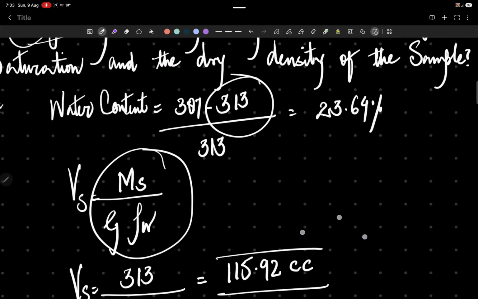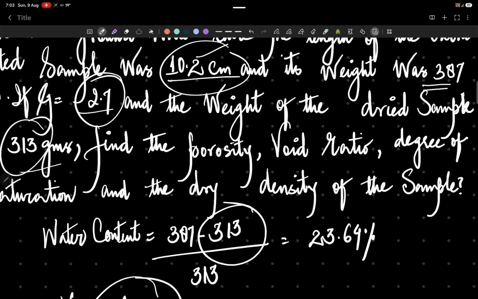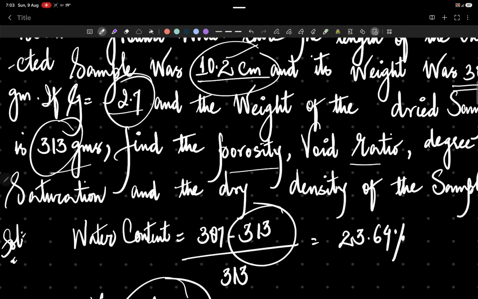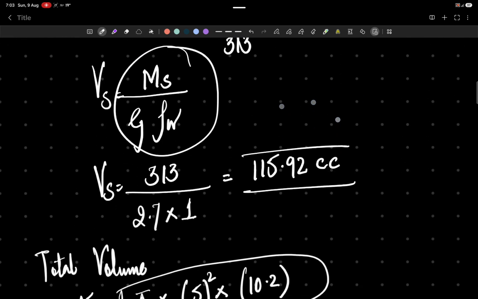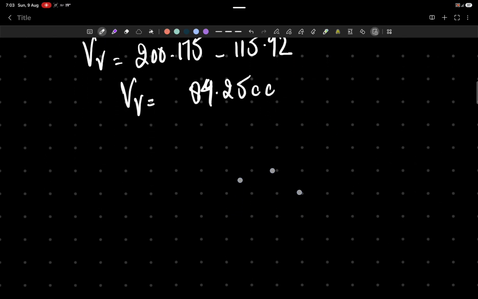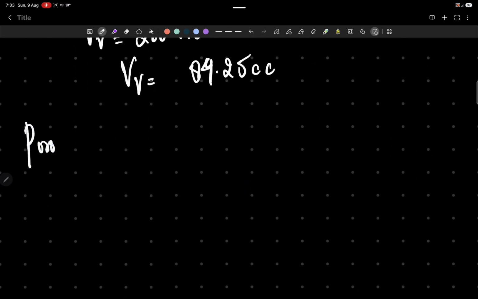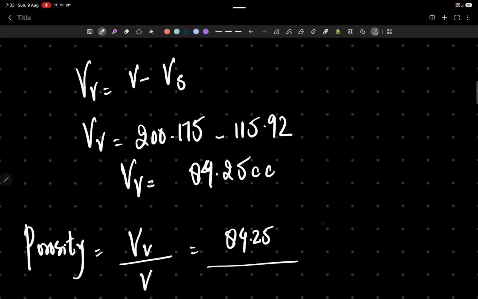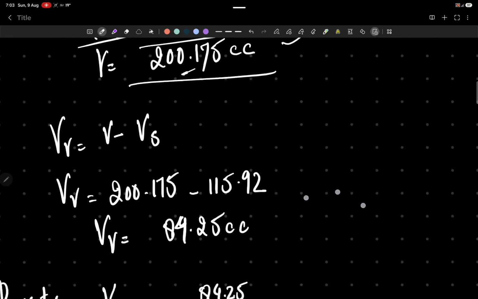All right. Now, what we have to find exactly as per the question: find the porosity, void ratio, degree of saturation, and the dry density of the sample. So let's do porosity first. Porosity, as you know, is defined as the ratio of volume of voids to the total volume. We know volume of voids, 84.25 cc. We know total volume, 200.175 cc.